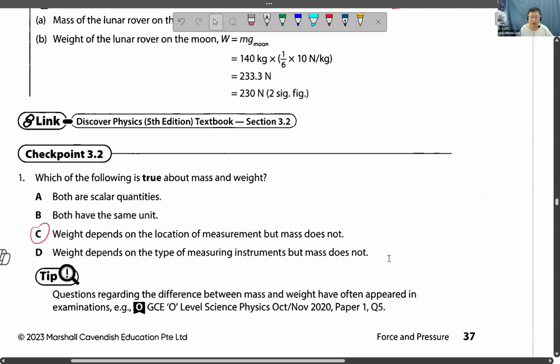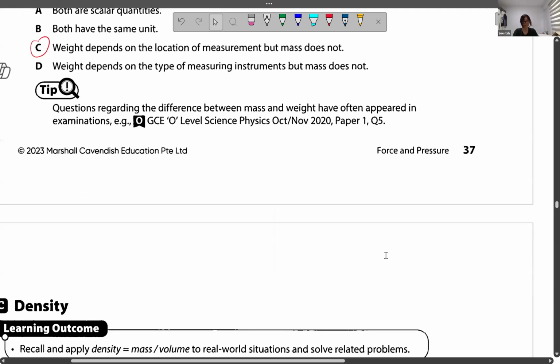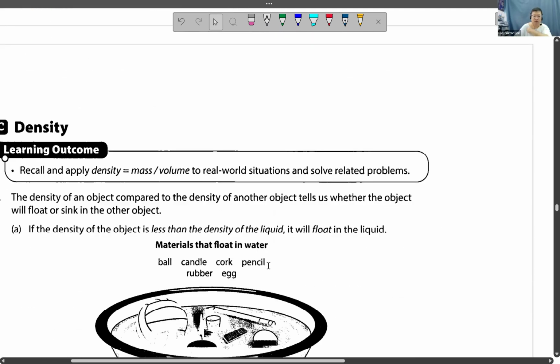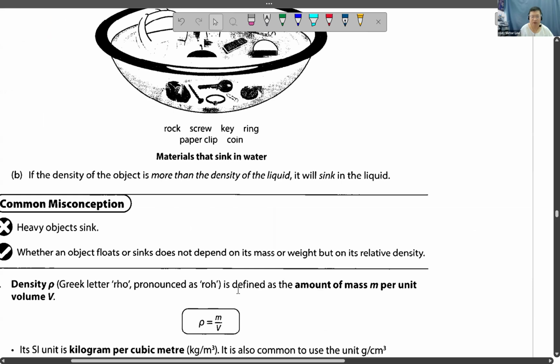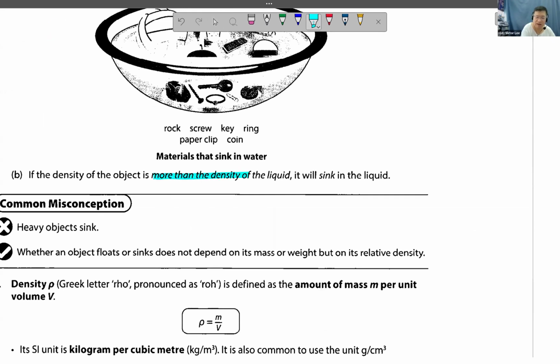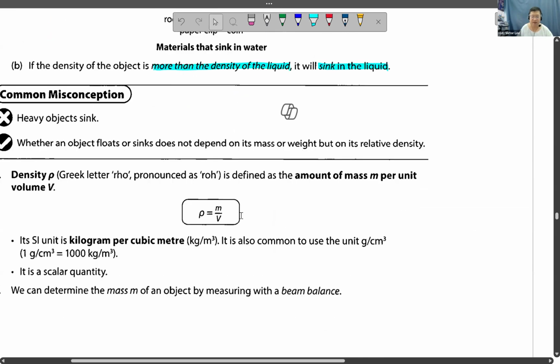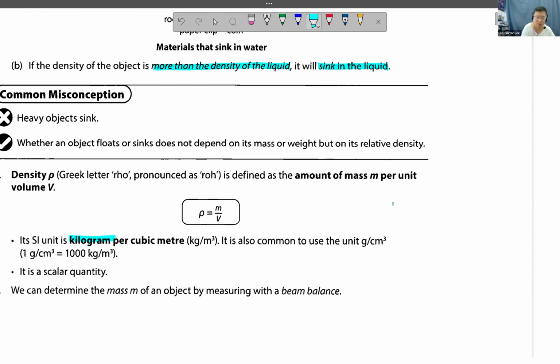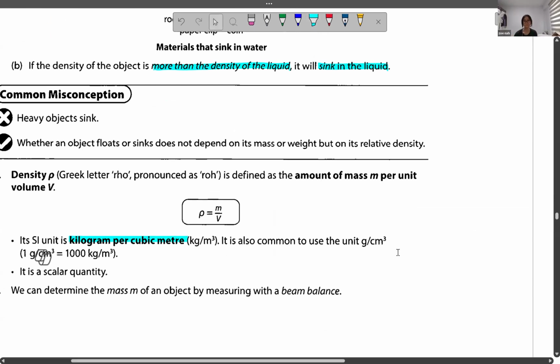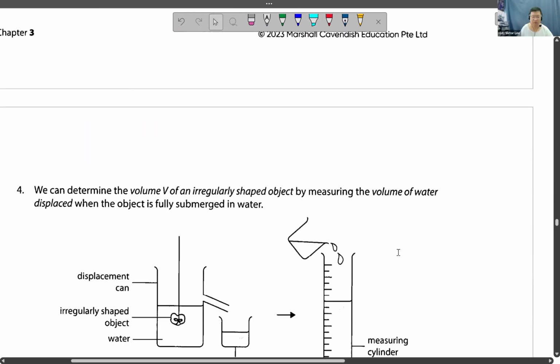All right. I need help with understanding pressure. Okay, can. So I'll just run through very quickly here. Density equals mass over volume, I'm sure you know, right? So higher density means you sink. If the density is more than the density of the liquid, you will sink in the liquid. This is a key concept. Density equals mass over volume. Remember the SI unit is kg per cubic meter. Okay, let's move on now.